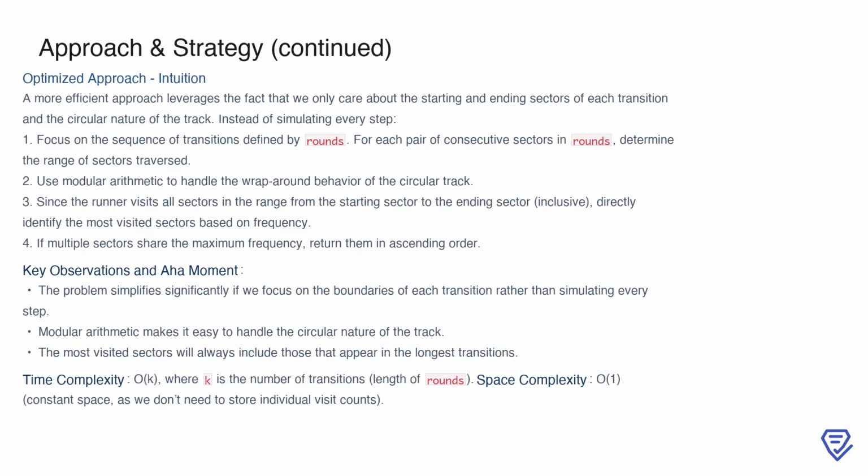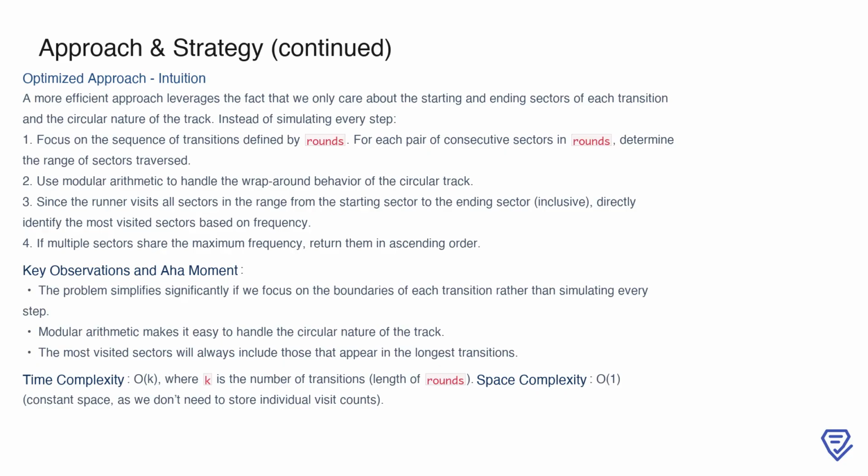between sectors. The key insight is that we can determine the range of sectors visited during a transition without explicitly counting every intermediate step. By leveraging modular arithmetic, we account for the circular nature of the track, ensuring that transitions wrapping around from the last sector to the first are handled seamlessly.